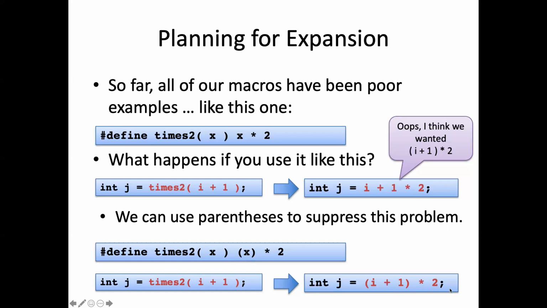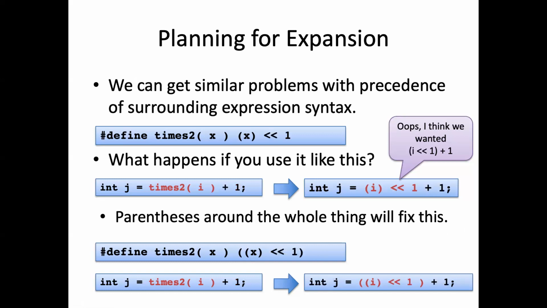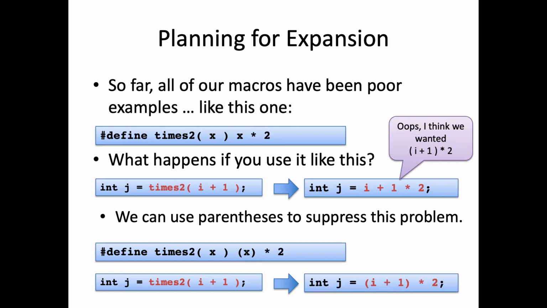So in a typical macro definition, every occurrence of a parameter is going to have a pair of parentheses sitting around it. The same problem can happen with surrounding syntax. So backing up here, this is a problem with the syntax inside the macro. If X gets expanded to a non-trivial expression, the problem is that times has higher precedence than the plus. So the times is going to do its job before the add. If we want I+1 to get computed first, we had to put parentheses around it to make sure that happened.